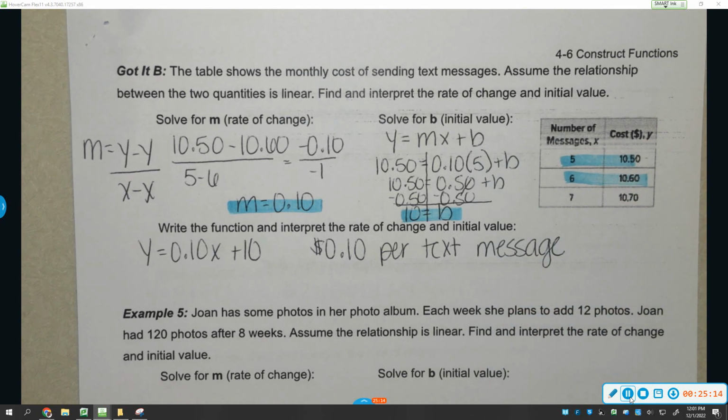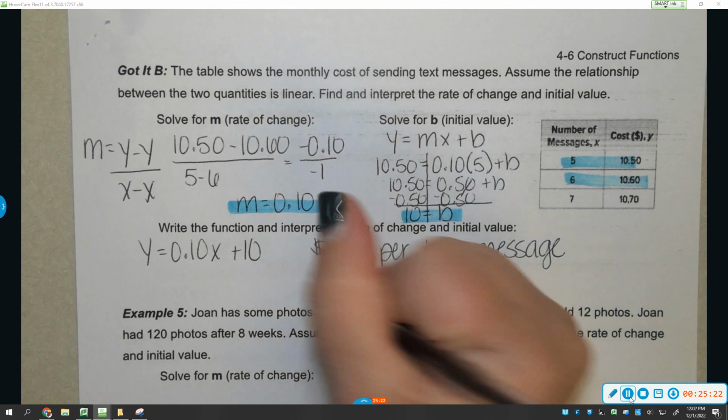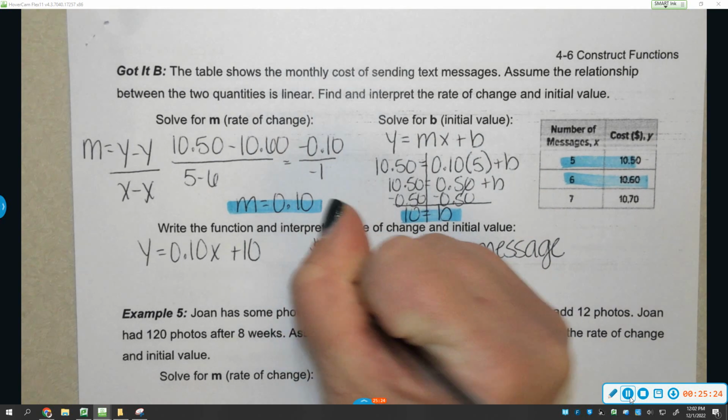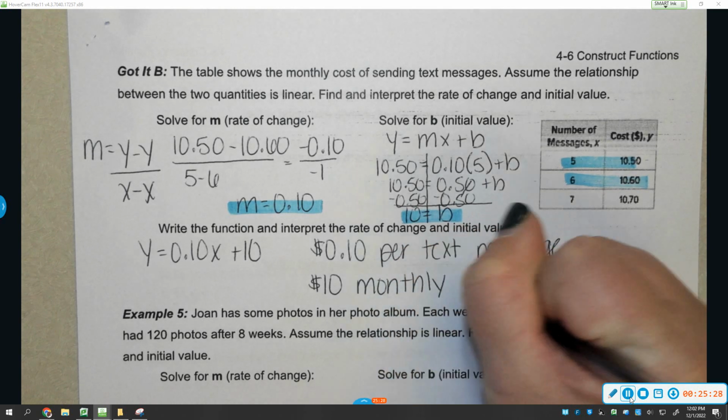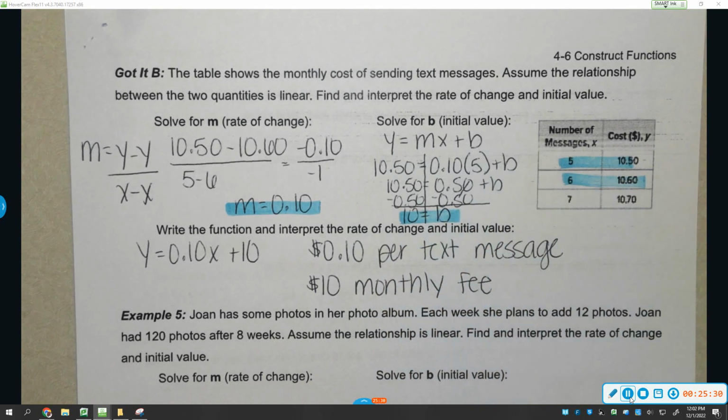What does the 10 or the B represent? Madison? The monthly fee. Very good. So the $10 is a $10 monthly fee. That no matter how many text messages you send, you're always going to pay $10.